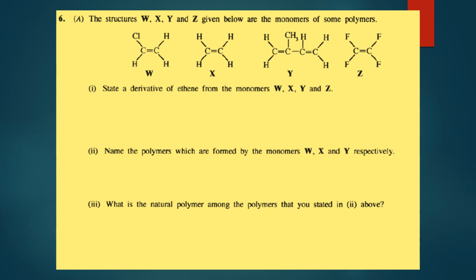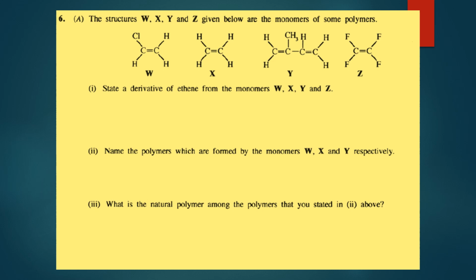Question number 6. First answer the questions. Part A. The structures W, X, Y and Z given below are the monomers of some polymers. Part 1. State a derivative of ethene from the monomers W, X, Y and Z. All these 4 are monomers because they have only a single bond here. Here 2 single bonds are there. Right? Here 1 single bond.